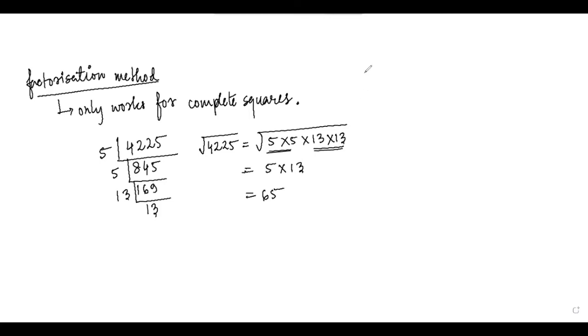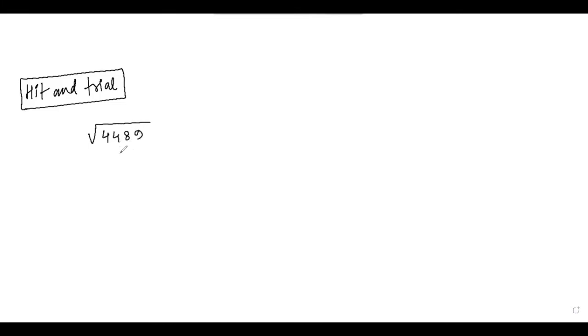Okay, so now we move on to our last method, which is called the hit and trial method. Okay, this is a very useful method when we need to save time and answer the questions very quickly. So let me give you an example. Suppose we have to find the square root of 4489.